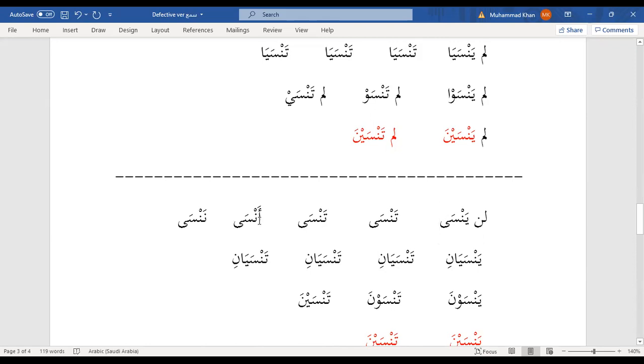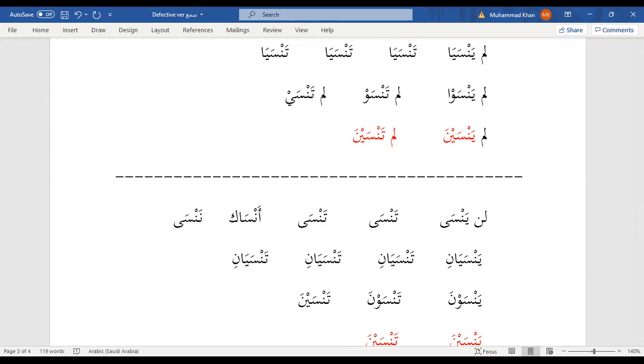If you want to say I will not forget it, you will say lan ansahu. And you should remember that after alif maqsura, if we put anything after that, like any attached pronoun, then it changes into a regular alif. So you will say lan ansahu, I will not forget it. Or you say lan ansaka, I will not forget you. So this is the only change in writing.